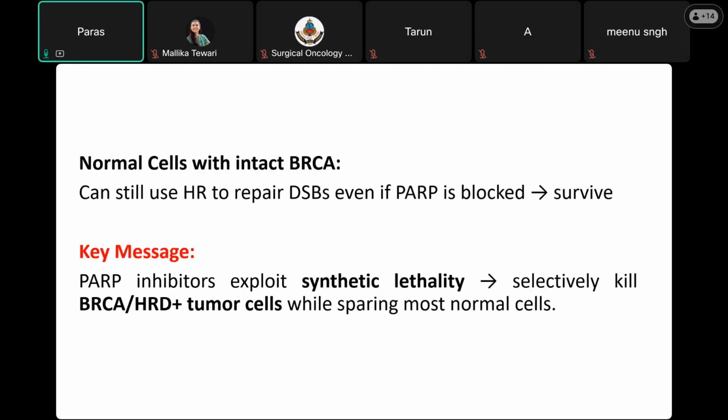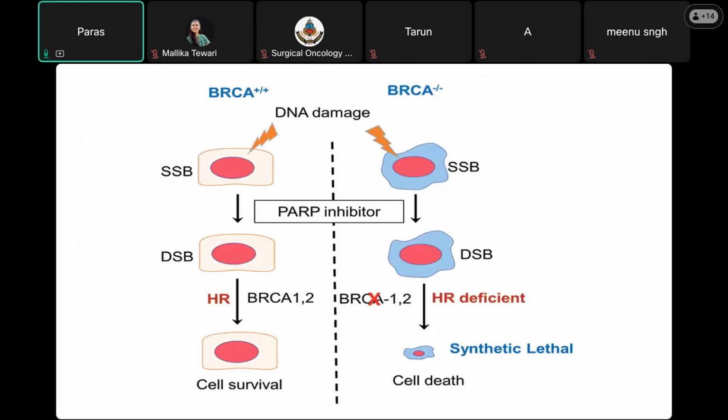Normal cells with intact BRCA can still use homologous recombination to repair the double-stranded breaks, even if PARP is blocked, so they survive. So the key message is that PARP inhibitors exploit synthetic lethality, selectively killing BRCA and HRD positive cells while sparing most of the normal cells. This is a flowchart showing synthetic lethality.